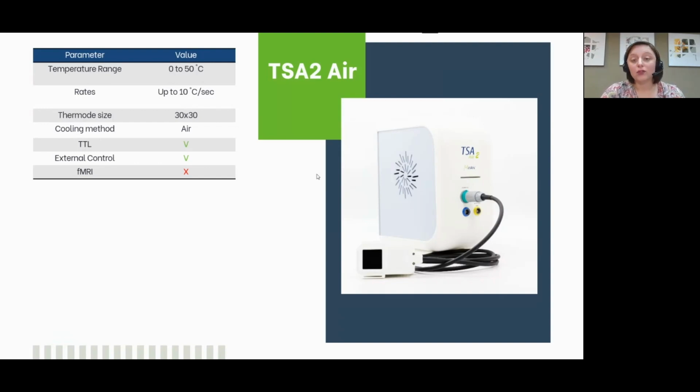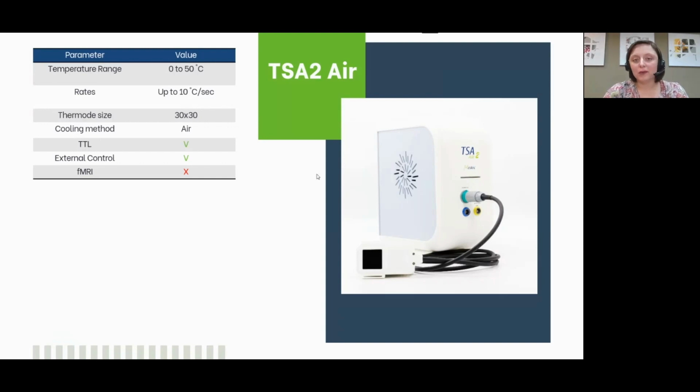And it also has significantly higher, faster rates. It goes up to 10 degrees per second when you are heating, and up to 7 degrees per second when you are cooling. It also has a standard 30 by 30 thermode. So you can see here, same simulation area, but a little bit larger, because we have 2 fans here, not just one, to be able to cool it more effectively, and be able to actually go to 0 and working with faster rates.